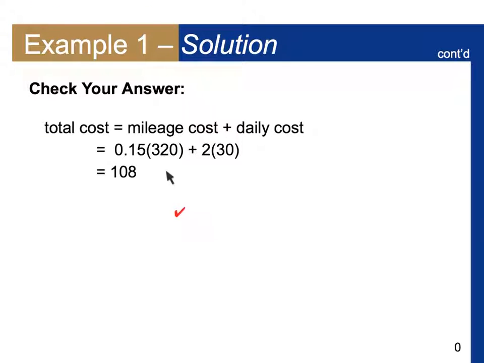And just to check our answer, the total cost would be 0.15 times 320 miles plus 2 times 30. That's our fixed daily cost. And we add that up, we get 108. So we can see that our answer is correct.